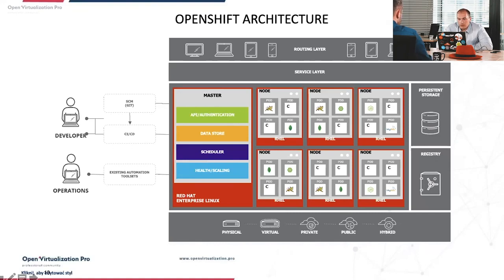OpenShift can be deployed anywhere where Red Hat Enterprise Linux can be deployed. So this could be either physical, virtual, or cloud environments. So what was the favorite flavor, VMware on physical servers? From my experience in general, I think that the virtual environments are a good starting point.